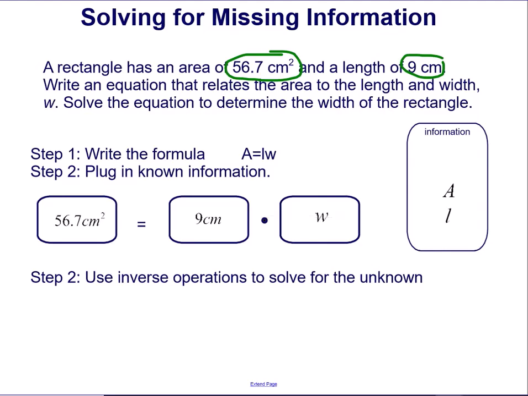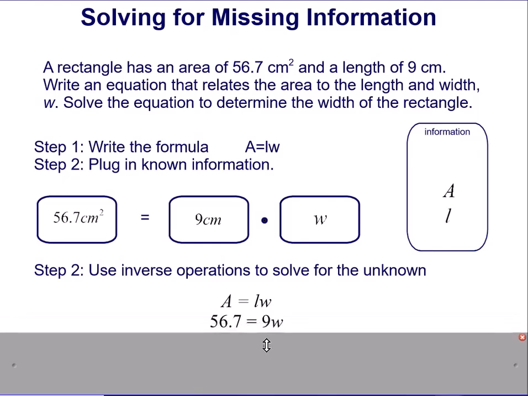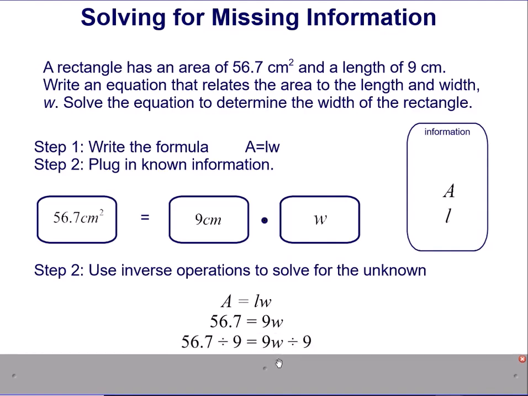Now I have the equation, and I'm going to use inverse operations to solve for the unknown. In step 3, to solve for the unknown, I have my formula, area equals length times width. I already substituted in my values that I knew, 56.7 equals 9W. So the operation here is 9 times W. The inverse of multiplying by 9 is dividing by 9. So I'm going to divide both sides of the equation by 9.